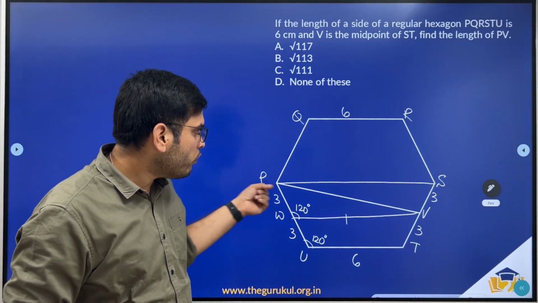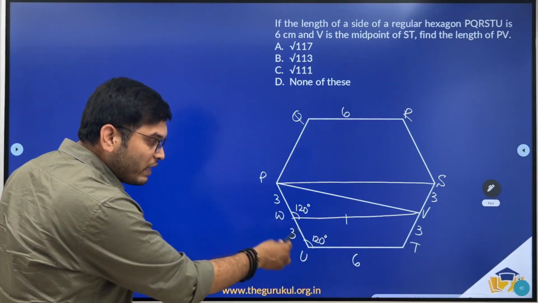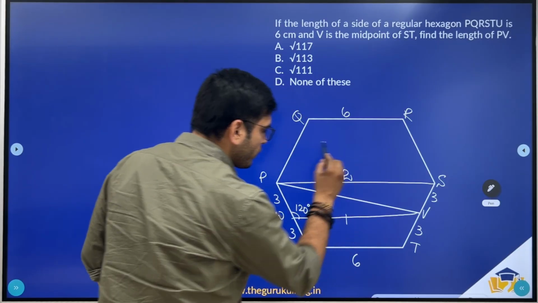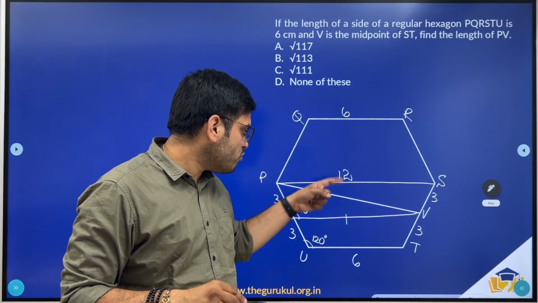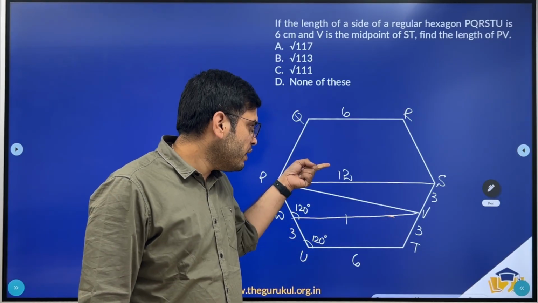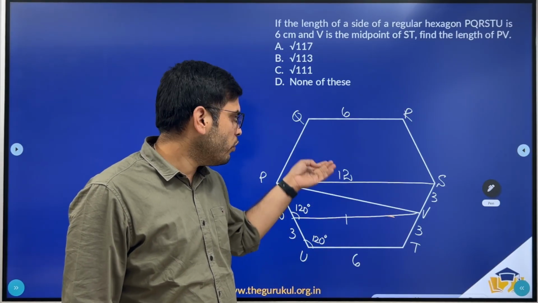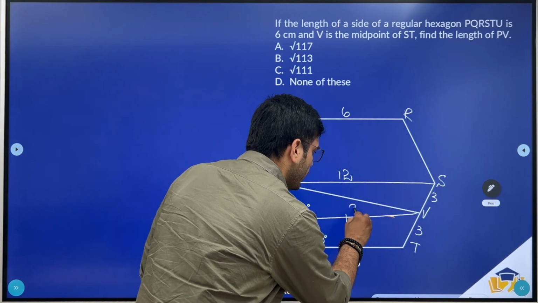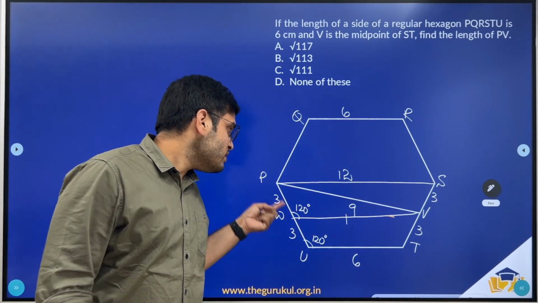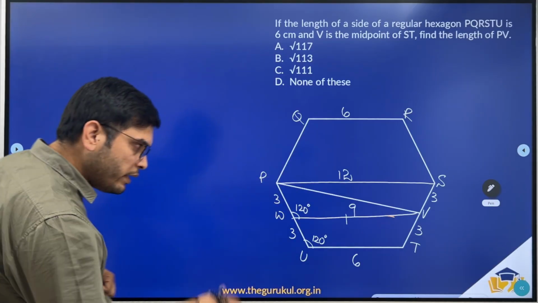Now what would be the length of PS? Twice the side of the regular hexagon, so this would be 12. Now if this is 6 and this is 12, the line passing through the midpoints of the 2 sides will be nothing but the average of these 2. What is the average of 12 and 6? 9. So WV is 9 units. Now we have 2 sides and the included angle, so let us apply cosine rule.